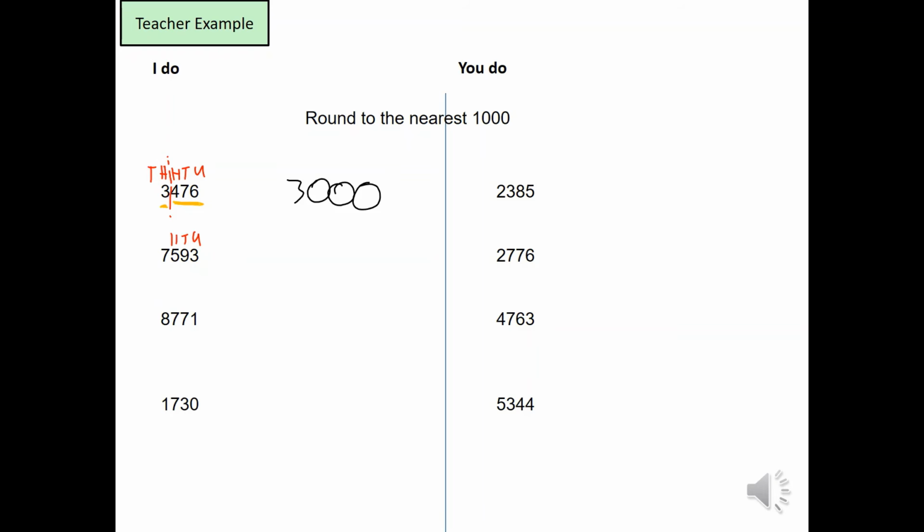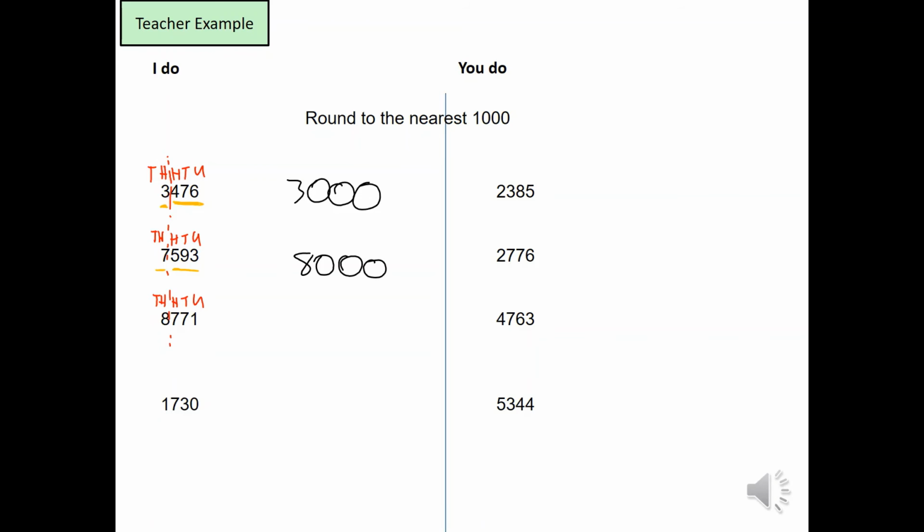Okay, let's apply the same principles here. Units, tens, hundreds, and thousands. We do our dotted line between the thousands and the hundreds because we are rounding to the nearest thousand. Then we look at the hundreds column. Is that a 4 and below? No, it's not. Is it a 5 and above? Yes, it is. So we are going to round this 7 up to an 8, and the remaining values will turn into a 0. So that becomes 8,000.